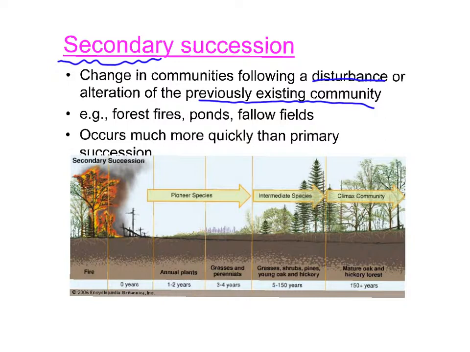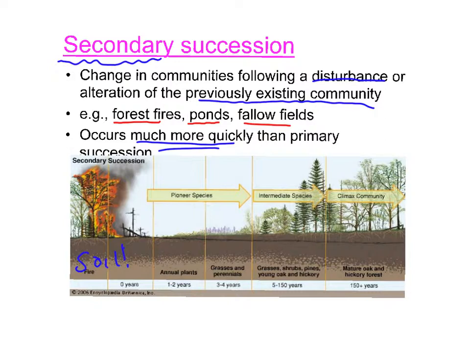The key thing with secondary succession is it happens much more quickly than primary, and the key reason why is we already have soil. Okay, so we don't have to develop that organic material that allows for more complex living things to grow. So some types of things that would lead to secondary succession are things like forest fires, ponds and wetlands as they fill in and accumulate sediment, hopefully not Chautauqua Lake, but maybe Chautauqua Lake. Fallow fields or yards after people stop mowing or plowing. You've all seen old abandoned houses on the side of the road with trees growing up through them.